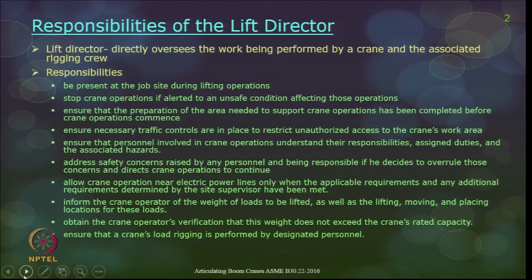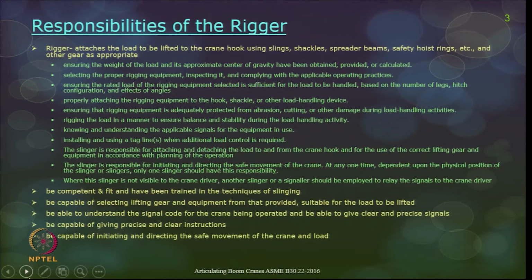He should also address safety concerns raised by any personnel on the site and be responsible for the safety of all the personnel on the site. Allow crane operation near electric power lines only when the applicable requirements are met and the safe clearance from overhead electric power lines is taken care of. Inform the crane operator of the weight of loads lifted, the lifting mechanism, moving, placing loads and so on. Ensure the crane's load rigging is performed by the designated personnel. So, he should be aware of everything.